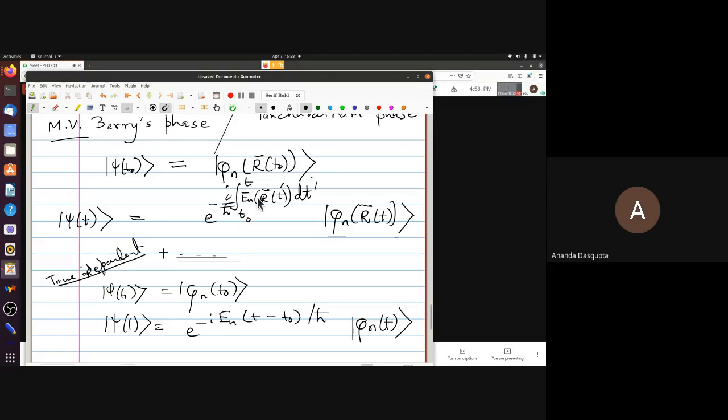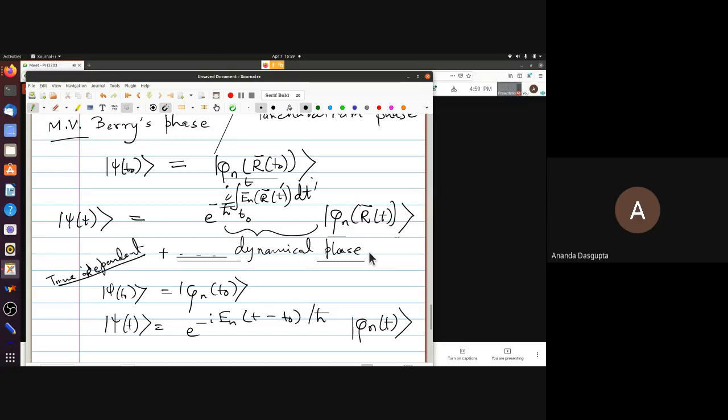Just like in the WKB case, we didn't say p times x by ħ, we said integral of p(x') dx' by ħ. Basically the same thing. The energy eigenvalue changes with time, and this is an extra phase factor that you would expect. And this is called the dynamical phase. And this is exactly what would be the only contribution to the phase if the Hamiltonian were time independent, right?